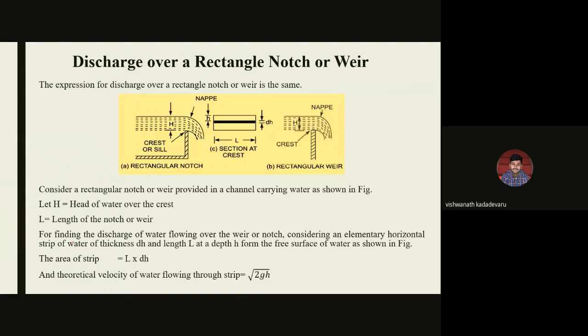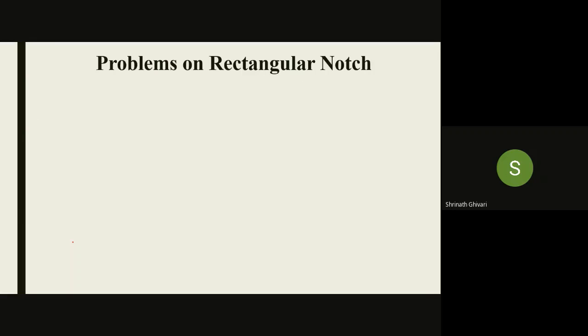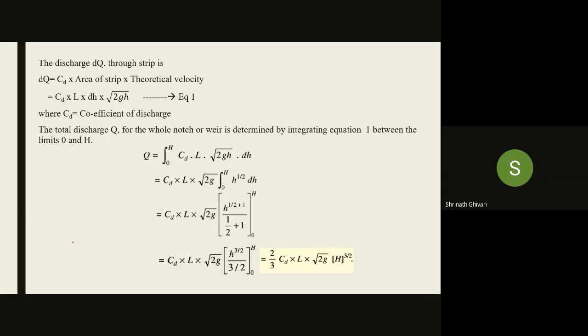Okay. Now we'll go to the next derivation, triangular notch derivation, and then we'll go for a simple problem. Everyone note down this formula: Q equal to 2 by 3 CD into L into square root of 2G H raised to 3 by 2.